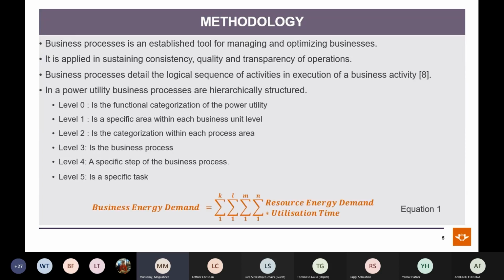Using that hierarchy, we developed a business energy demand. So it's a summation of various levels. So K represents the business sites, L represents the business process, M represents the business process step, and N represents the resource. So it's a bottom-up approach. So we're starting from the resource required for each business process step, accumulating to the number of business processes for each site and to the number of sites. So it's resource energy demand times utilization time.